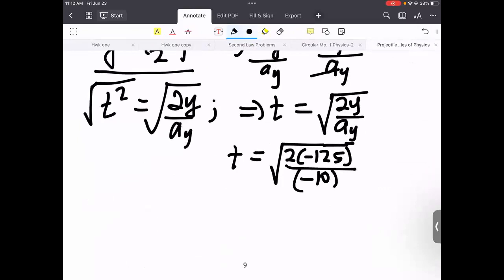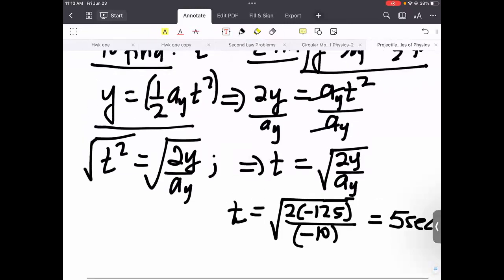If I put it in my equation, what will I get? By the way, these negatives cancel out because they appear in the numerator and denominator. It looks like I'll get the square root of 25, which is 5 seconds. So 5 seconds, that's the time of flight of the projectile.